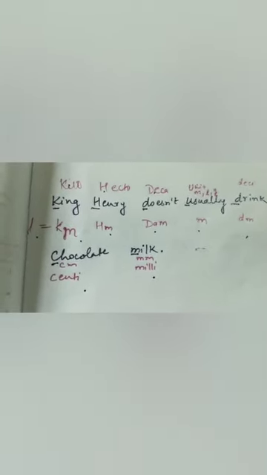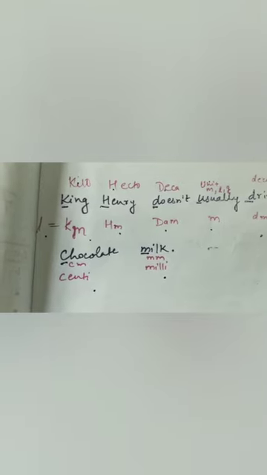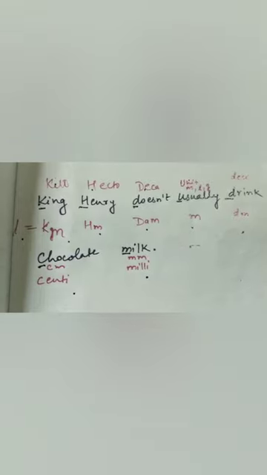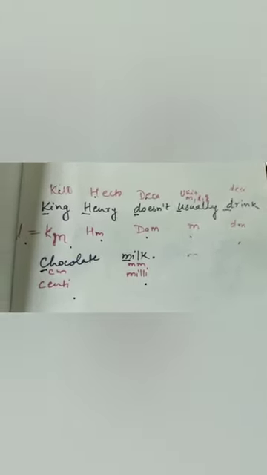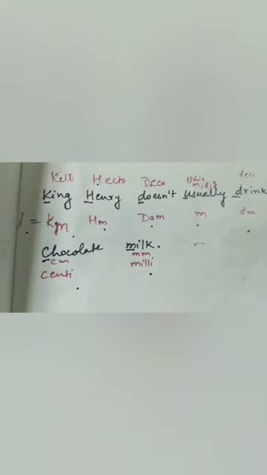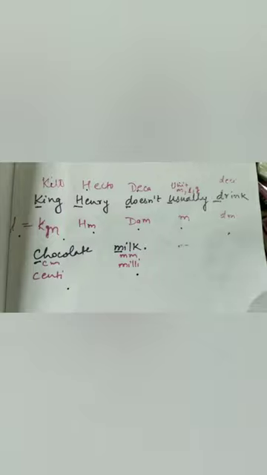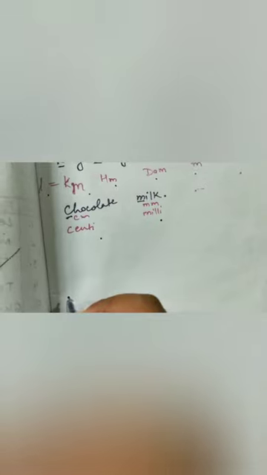Now we'll see the multiples and the submultiples of the units. But before that, we should read about the rules for the standard unit system. See how to write the standard unit system. The first rule is the name of the unit is always written in small letters, including the case when it is named after a scientist.